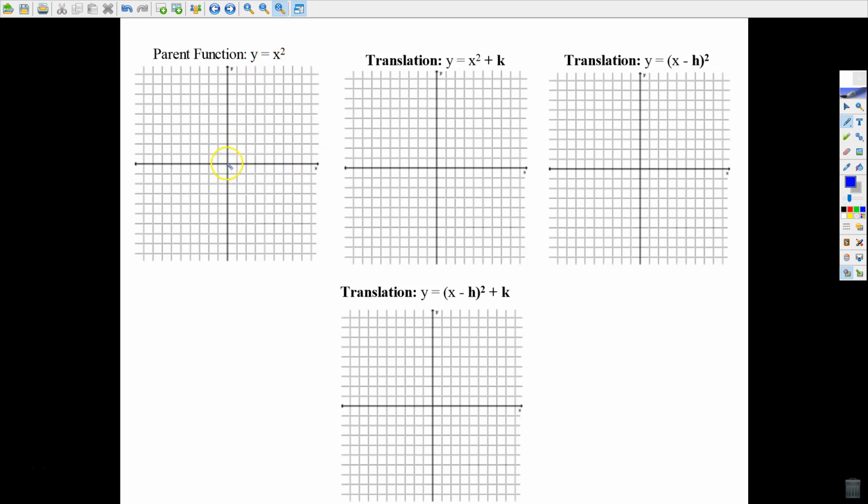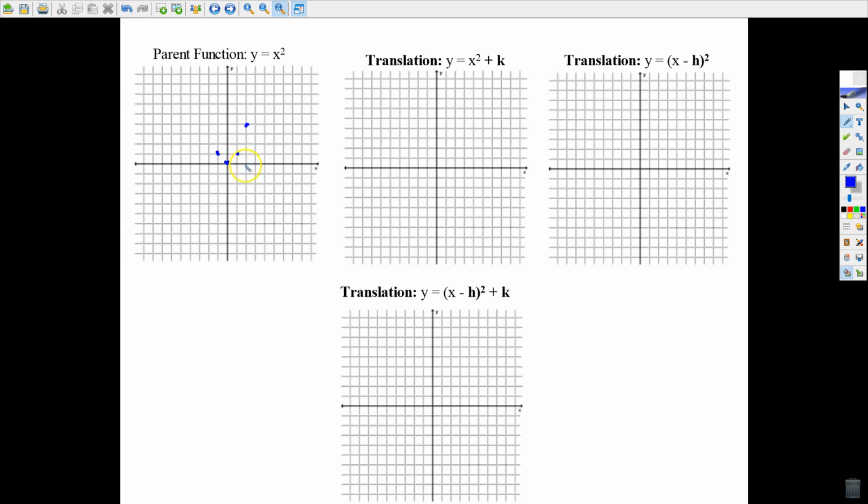Well, here's y equals x squared. Vertex at the origin, just like the V. If I input 1, I get output 1. If I input negative 1, I get output 1. There's symmetry with the y-axis. If I input 2, I get output 4.